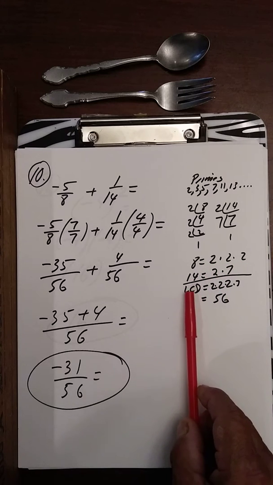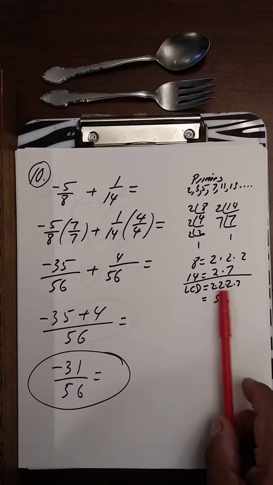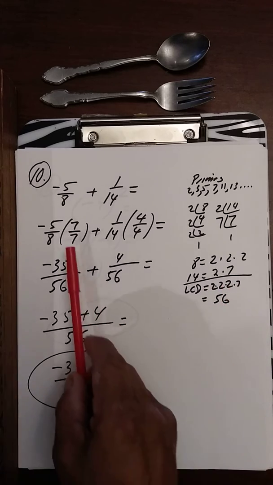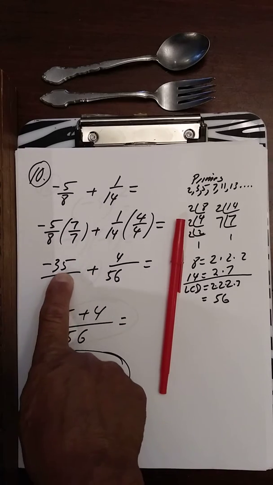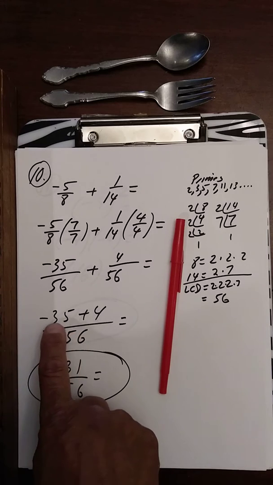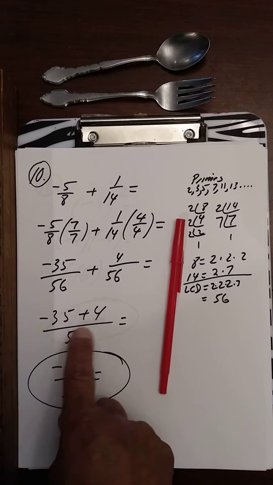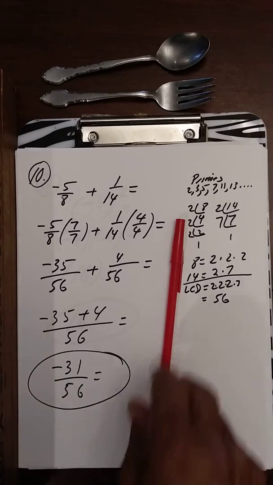So, LCD. 8 is 2, 2, 2. 14 is 2, 7. So LCD is this number here: 2, 2, 2, and 7, which is 56. Multiply by 7, 7, which makes this a 56, 35. 4, 4 makes this a 56 and a 4. So now put them together. One big fraction, and that's going to be -31 over 56. That's all we can do.